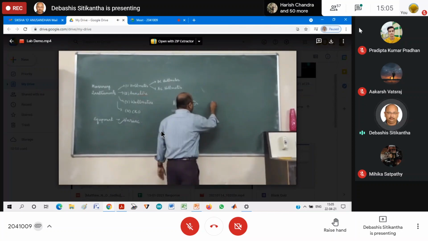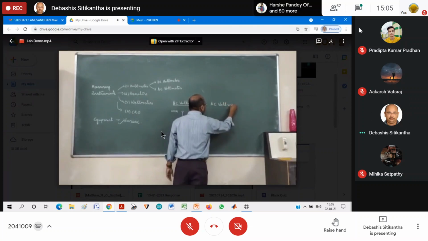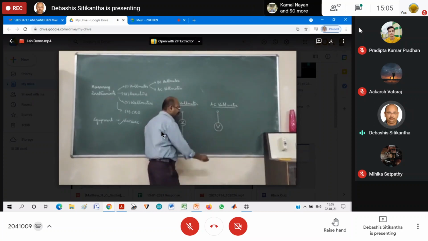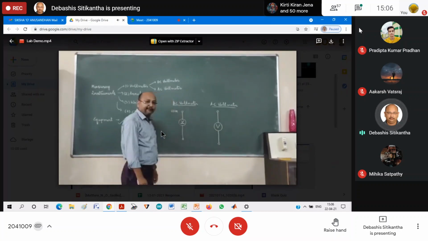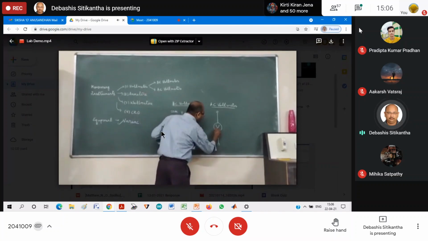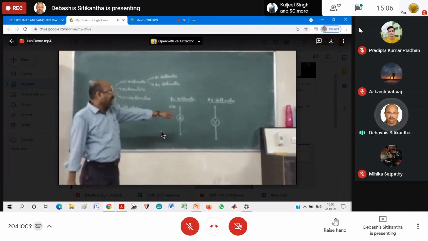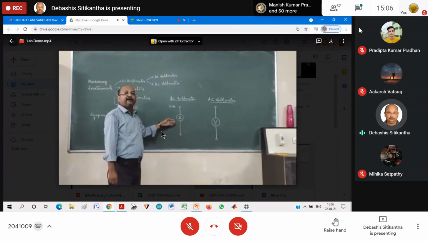Now, what about this AC voltmeter? In case of an AC voltmeter, the symbol is a little bit different. Here also you are having a circle. Within the circle, you have to write the letter capital V, and below it, you have to draw the symbol of an AC waveform. So this one represents the AC voltmeter, and this one represents the DC voltmeter.